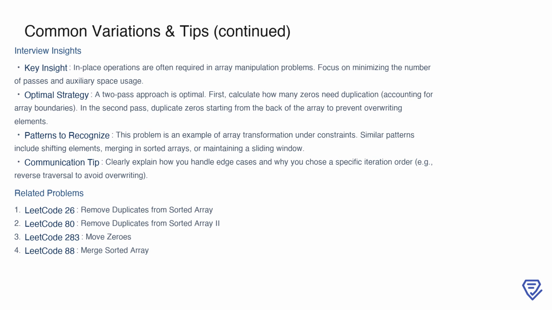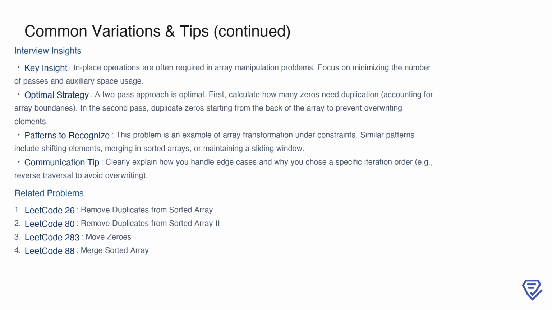In interviews, there are a few key insights to keep in mind for problems like this. In-place operations are often a core requirement for array manipulation problems, so minimizing the number of passes and avoiding extra space usage is critical. A highly effective strategy here is the two-pass approach. The first pass determines how many zeros need to be duplicated while respecting array boundaries. In the second pass, you work backward to duplicate zeros, which prevents overwriting elements.